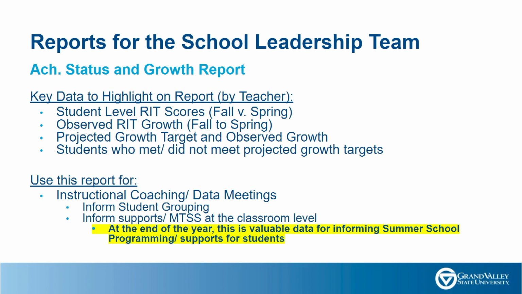The next report to look at the leadership team level is the Achievement Status and Growth Report. This shows us not only student level RIT scores, fall to spring, but their observed RIT growth, their projected growth compared to their observed growth, and students who did or did not meet projected growth targets.